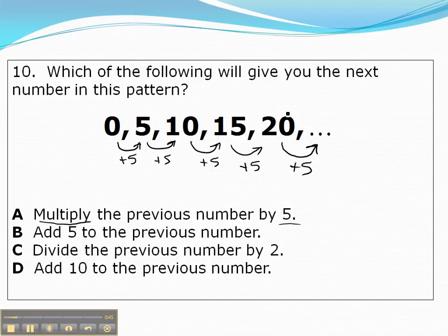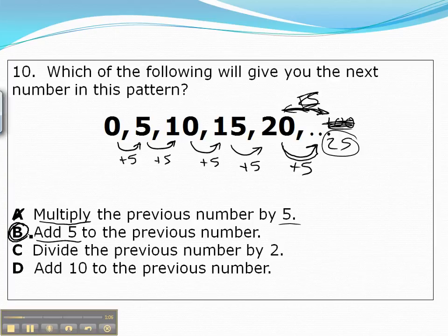If I multiply the previous number by 5, going this way, we'd get 20 times 5, or 100. We know 100 is not the next number. The next number is 25, so that's not right. Add 5 to the previous number. We said if we add 5 to the previous number, we'll get 20 plus 5 is 25, and that is the next number in the sequence.